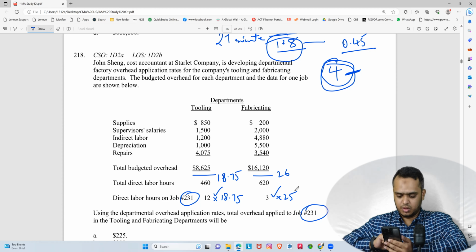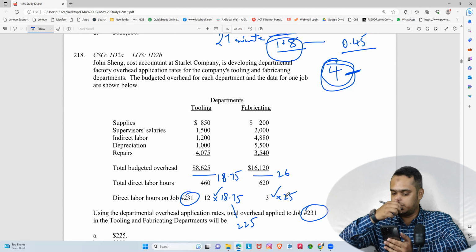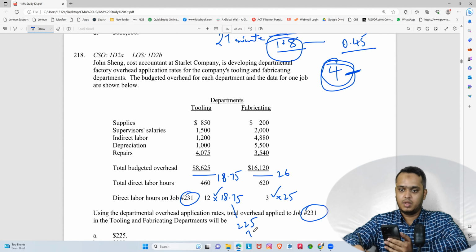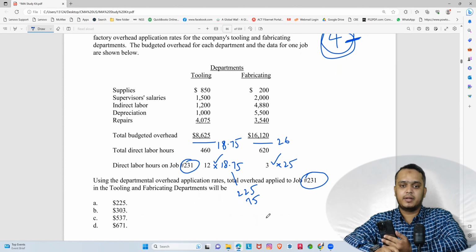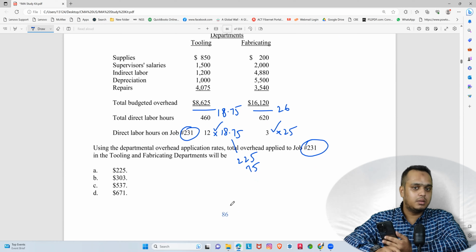12 into 18.75 is equal to 225, which is this one. And then 3 into 25 is 75. So if I add these two, it will be 300. So I hope that 225, 300. No. 1 second.